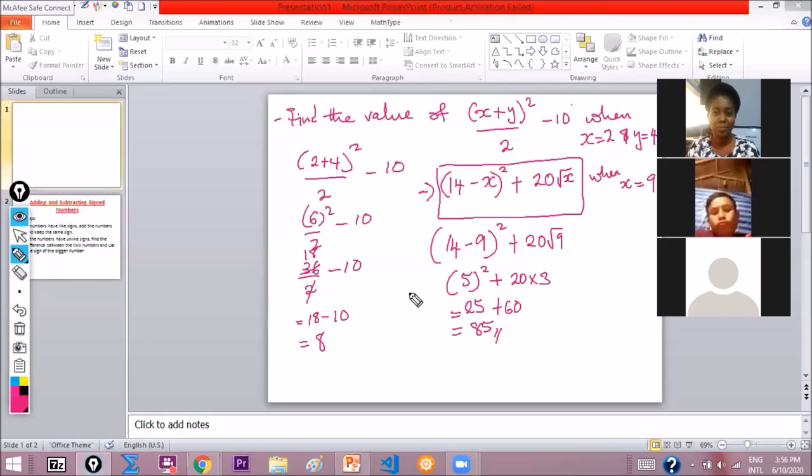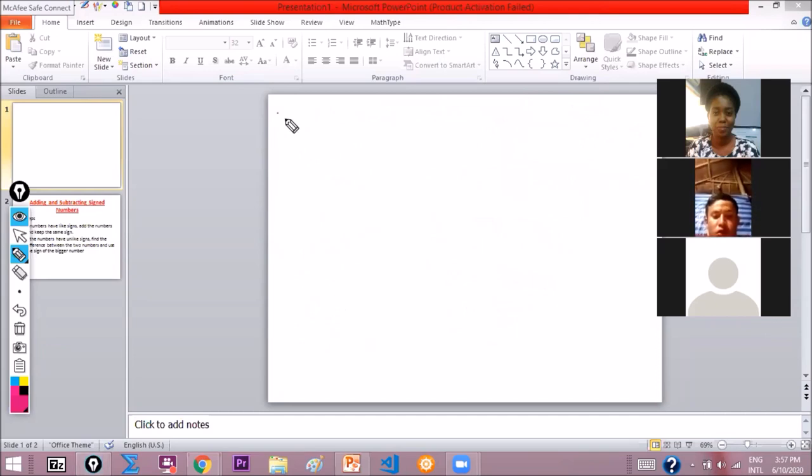Okay, let's do this final one. This is the final one on algebraic simplification. Let me clear this screen. We have x squared minus (x cubed plus 3). Find the value of this when x is equal to minus 2. Let's work with the minus sign. Are you with me? Yeah, I'm with you.